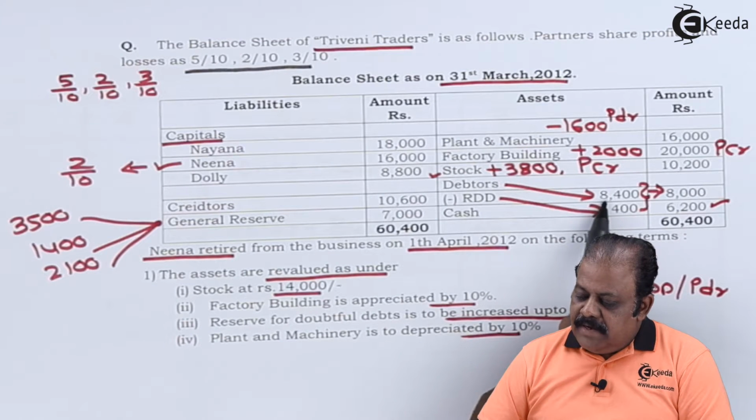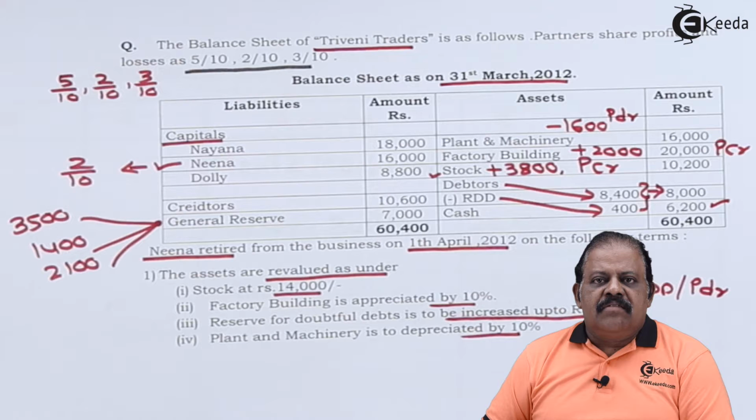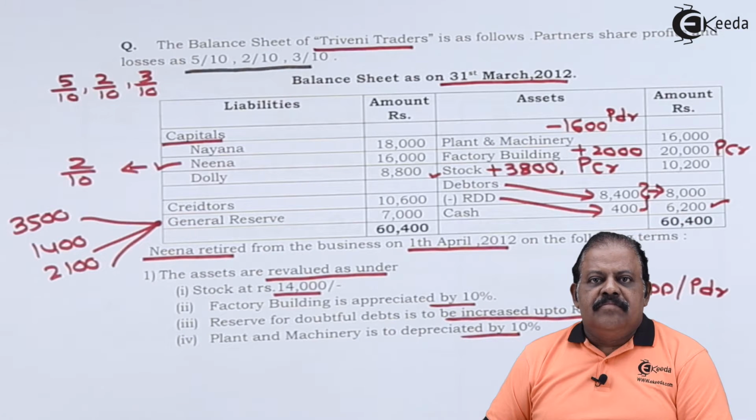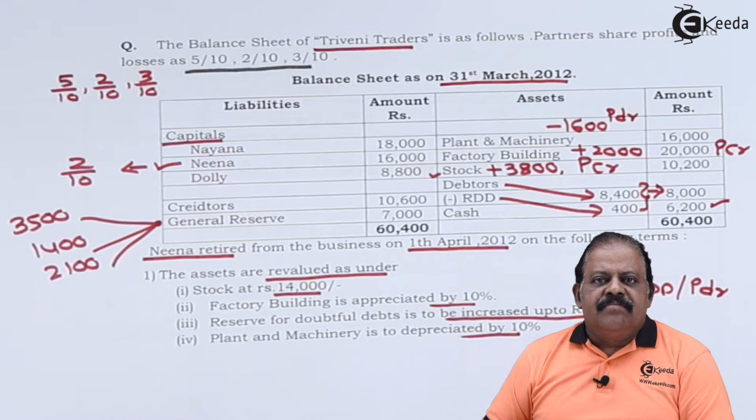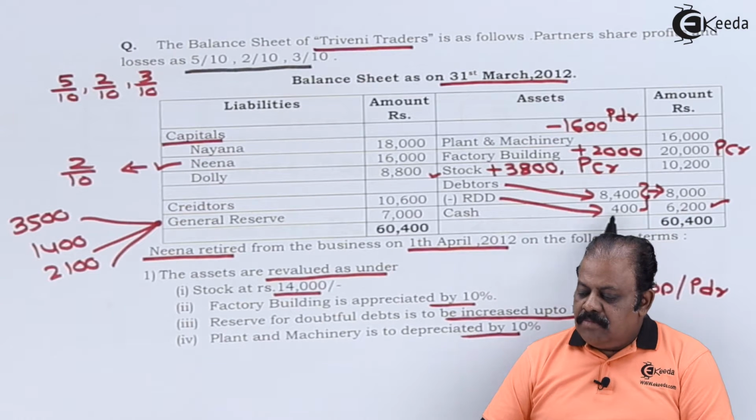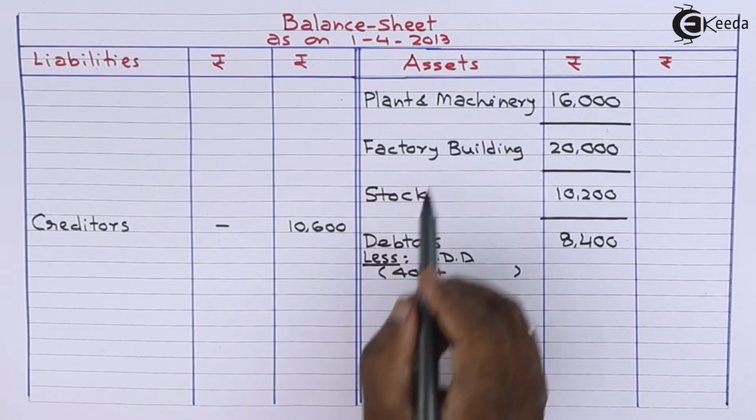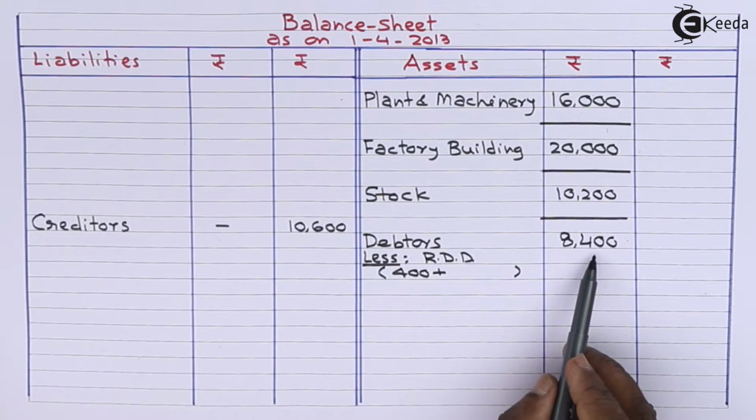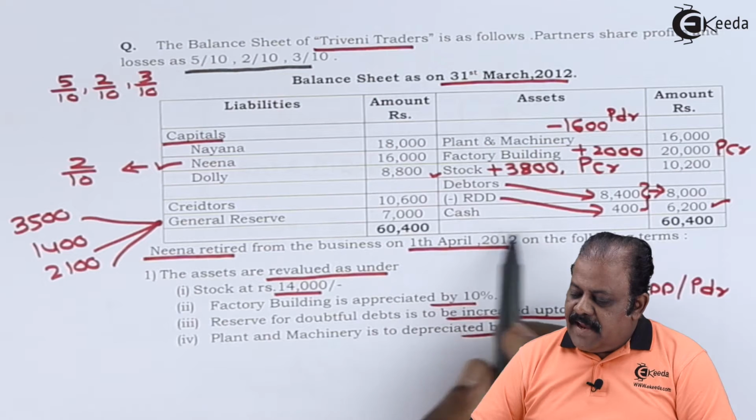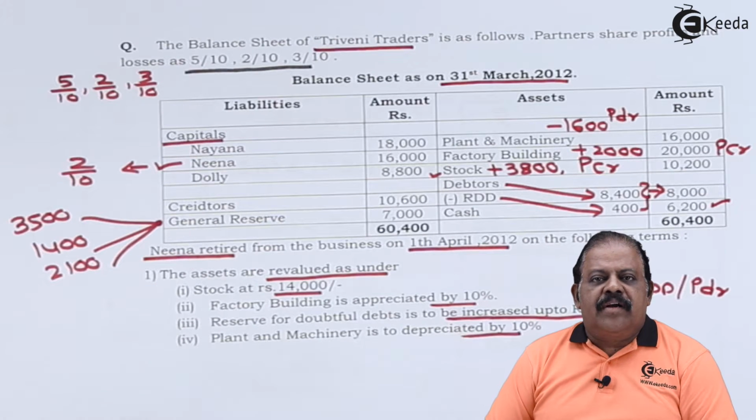Debtors 8,400. In the new balance sheet asset side, the amount will be recorded in the inner column as there is an adjustment on RDD. Asset side, debtors 8,400. Cash 6,200.